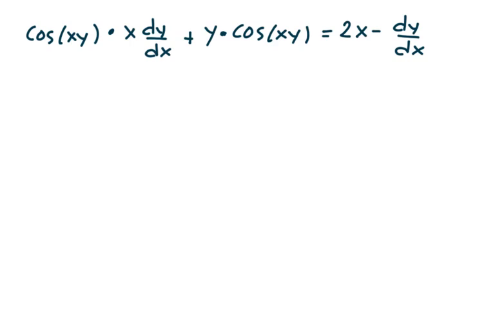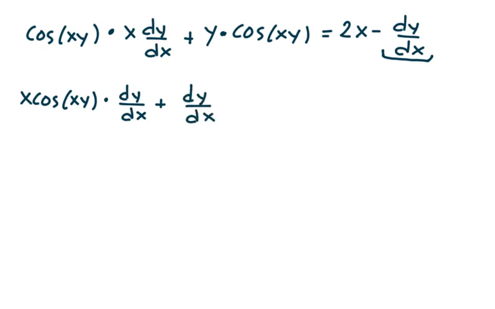From here, I want to solve for dy/dx. And then to do that, I need to move this dy/dx term over to the left-hand side. So I get x cosine of xy times dy/dx plus dy/dx. And then on the right side, I need to move this y cosine of xy term over. And so I get 2x minus y times cosine of xy.